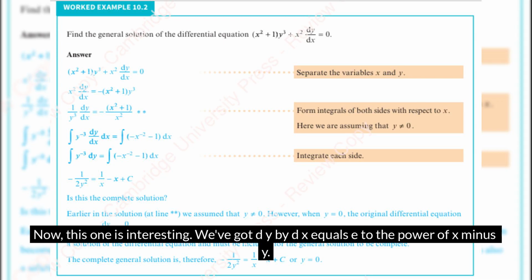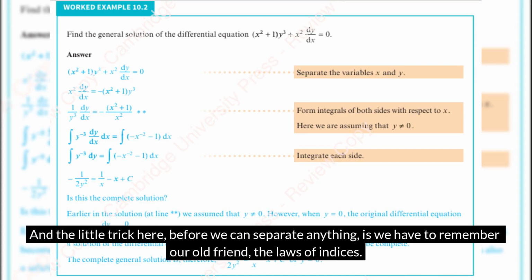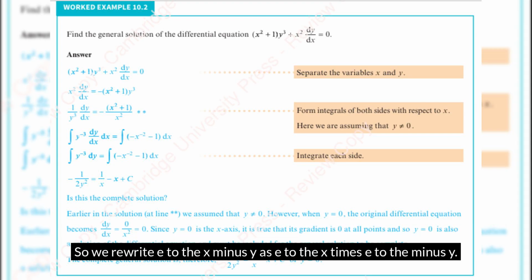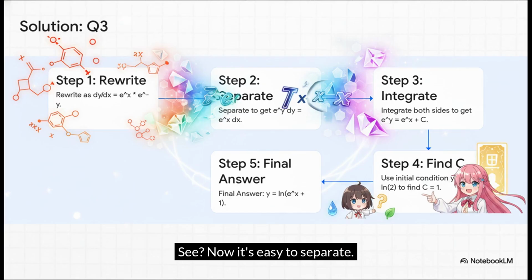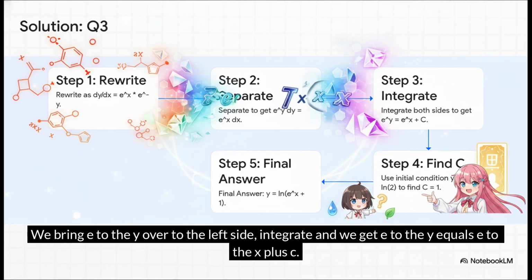We've got dy by dx equals e to the power of x minus y. And the little trick here, before we can separate anything, is we have to remember our old friend, the laws of indices. So we rewrite e to the x minus y as e to the x times e to the minus y. See, now it's easy to separate. We bring e to the y over to the left side, integrate, and we get e to the y equals e to the x plus c.